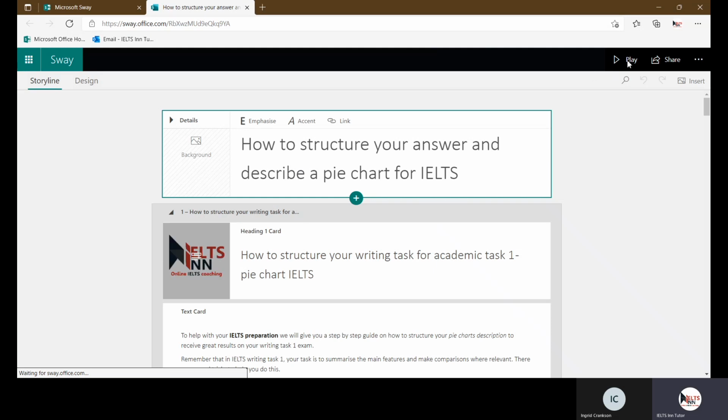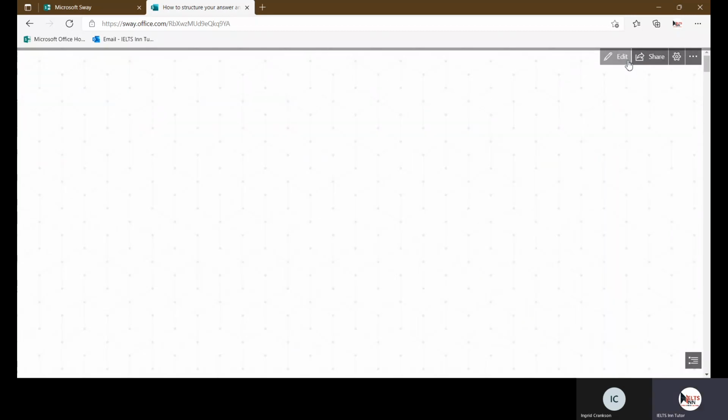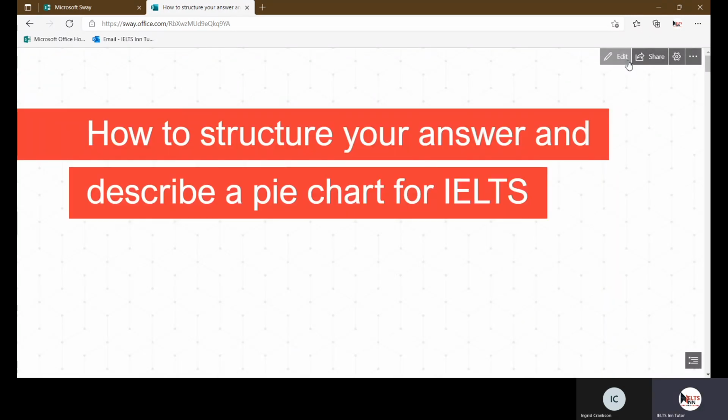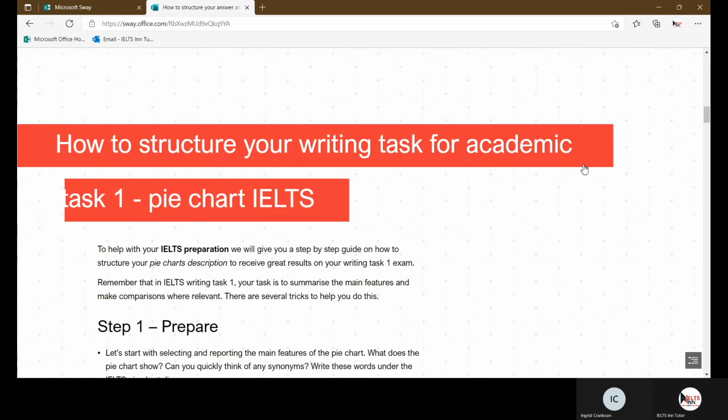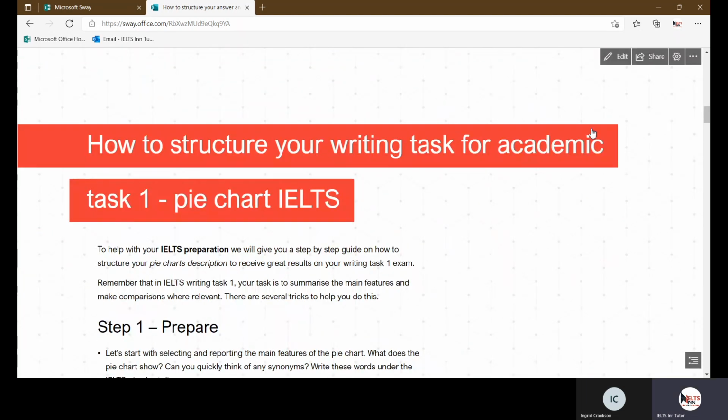Today's lesson is how to write Task 1. How to describe pie charts for IELTS Task 1. Okay, please just give me 30 seconds. This is quite important.